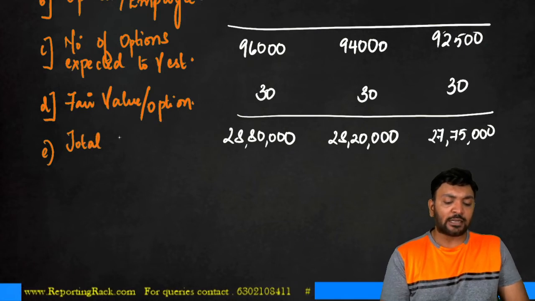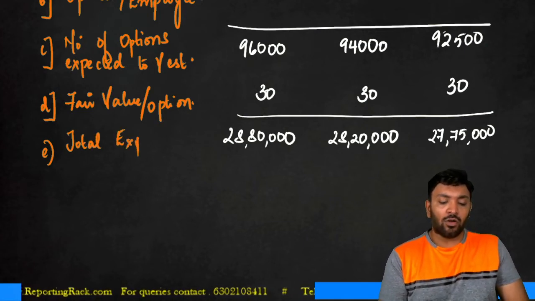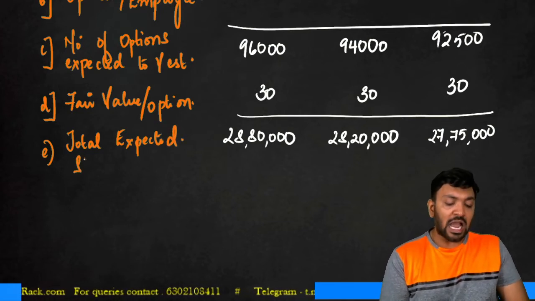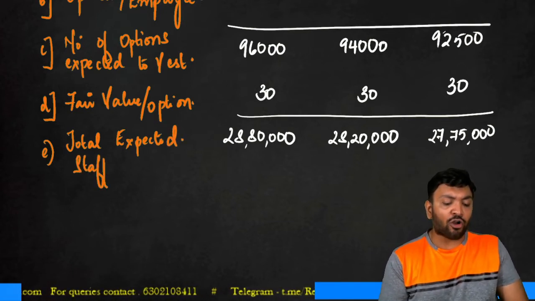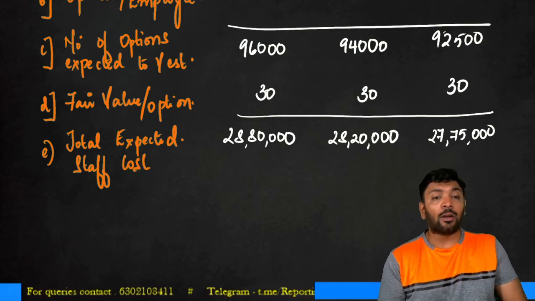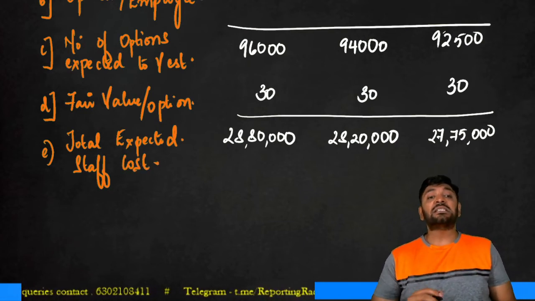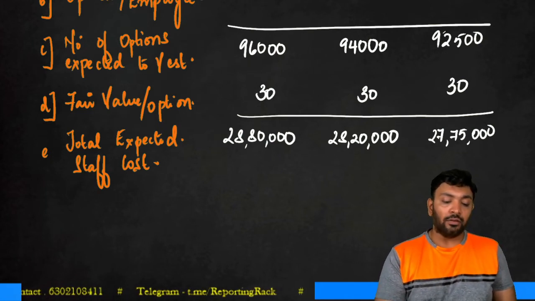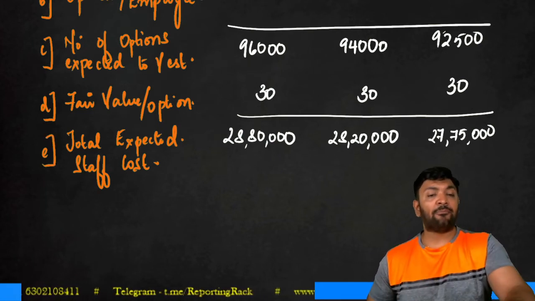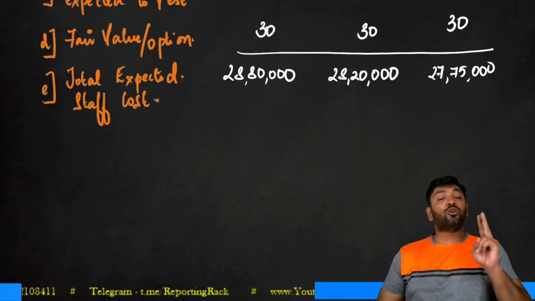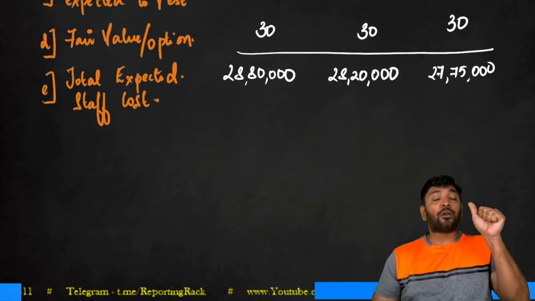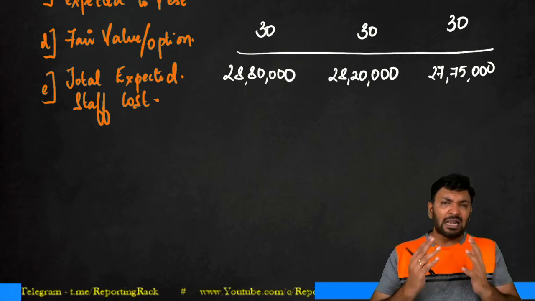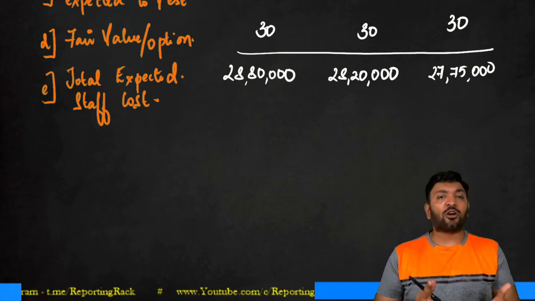Total expected loss or total expected cost. I'll call this as staff cost because I'm giving it to employees. I'm considering it as staff cost. Clear? To give a separate name for the staff cost, I can use two terms: employee compensation expense or employee benefit expense. Ultimately, it's an expense. It is staff cost. As simple as that.